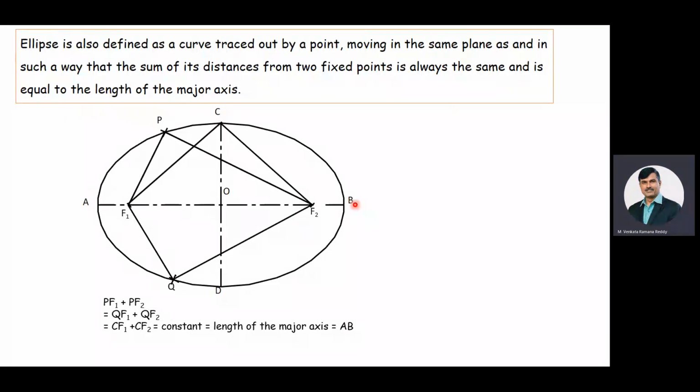That is, the ellipse is defined as a curve traced out by a point moving in the same plane in such a way that the sum of its distances from two fixed points is always the same and is equal to the length of the major axis. That is, here PF1 plus PF2 is equal to the length of the major axis, that is AB. That is, the sum of the distances of the point P from two fixed points, say PF1 and PF2, is equal to the length of the major axis, which is equal to AB.